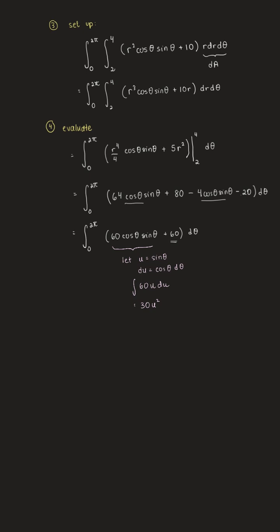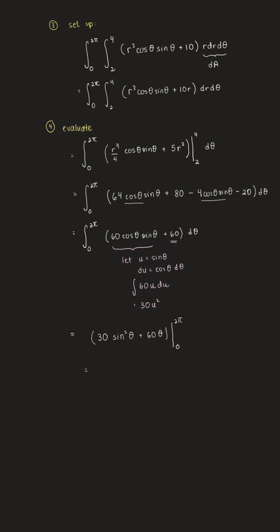We could have factored out a 60. That might have made things a little bit easier here, but I'm already on this track, so I'm going to keep going. Since we've already integrated, we'll have a 30 u squared, where u was sine, so 30 sine squared theta plus 60 theta, and theta will go from 0 to 2 pi.